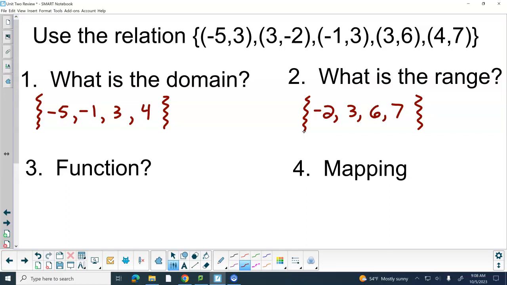Function, not a function. Not a function. Why not a function? We have a repeat in the x values. We have 3 repeats. So this is not a function.